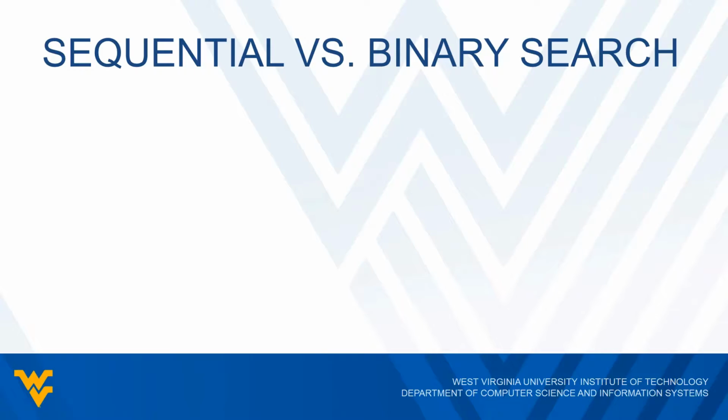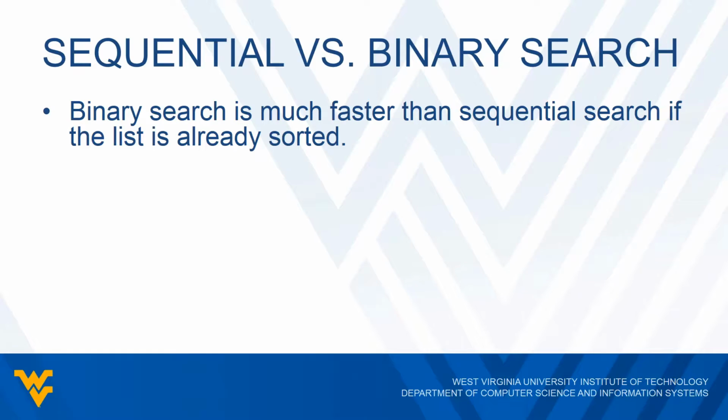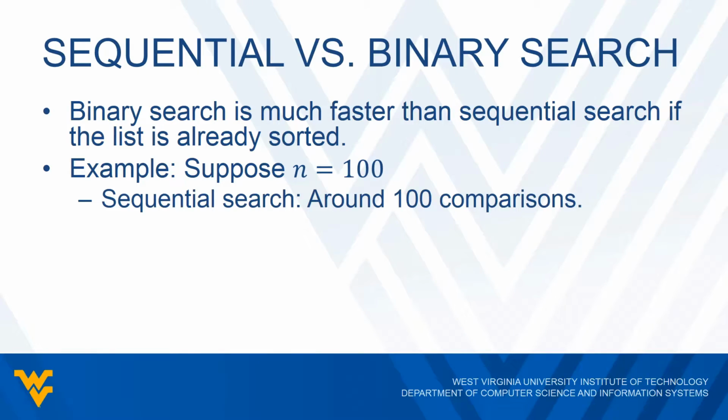So how does sequential search compare with binary search? We said that binary search is faster than sequential search. Now this is true if the list is already sorted. So let's take a look at some examples just to show you how much better binary search is. Let's say n is 100. If we do a sequential search, this is going to take about 100 comparisons.